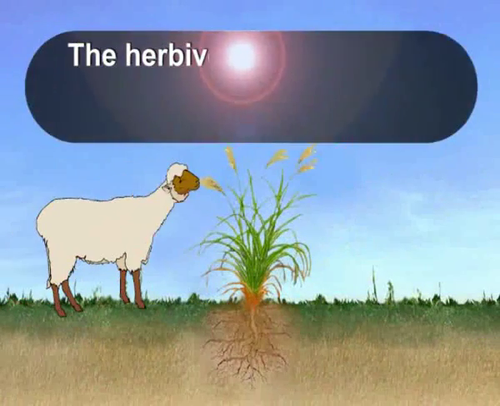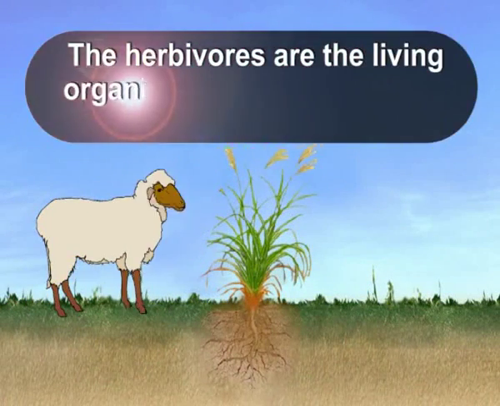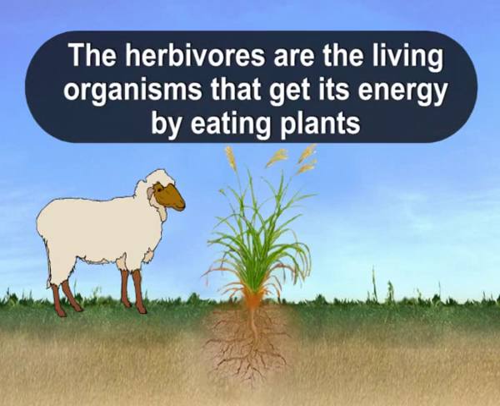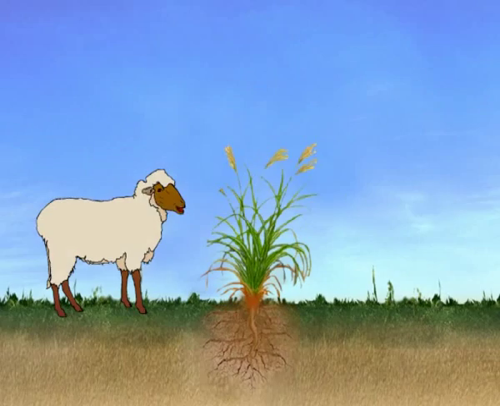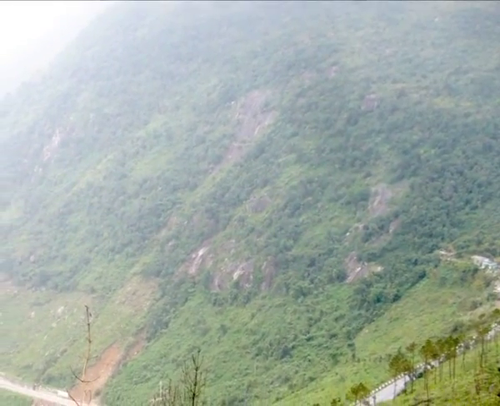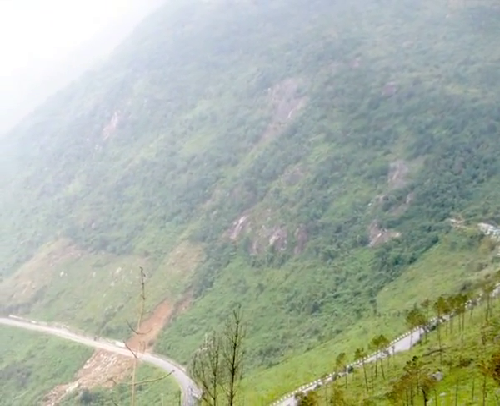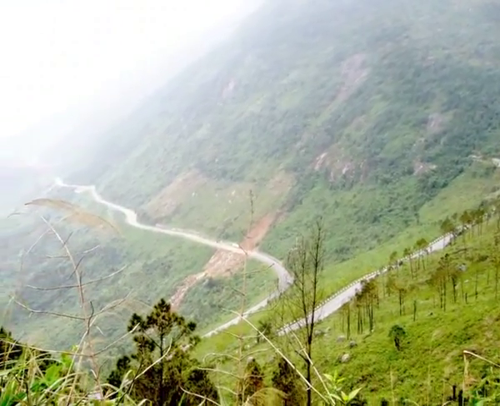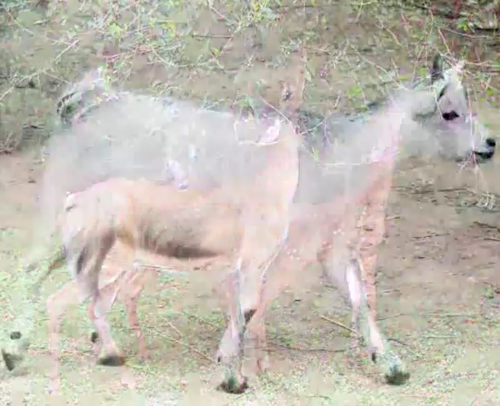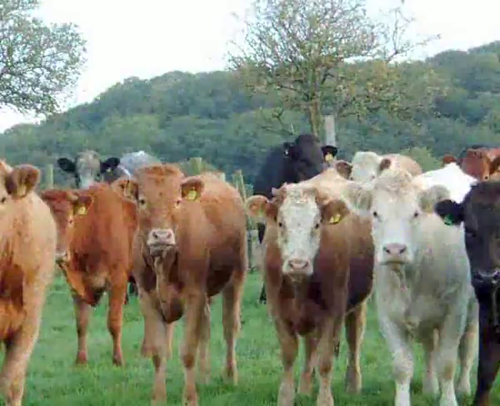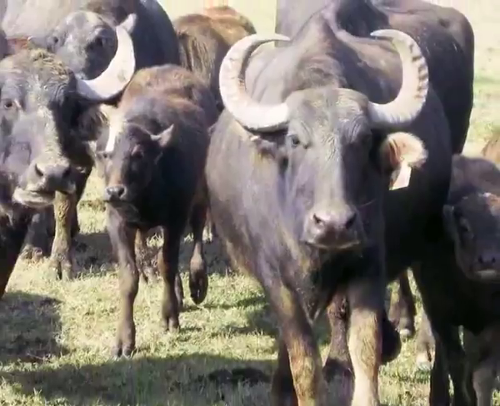Herbivores are the living organisms that get their energy by eating plants. Or we can say the living beings which depend only on herbs, shrubs, trees, etc. are known as herbivores, such as deer, goat, sheep, rabbit, cow and buffalo, etc.